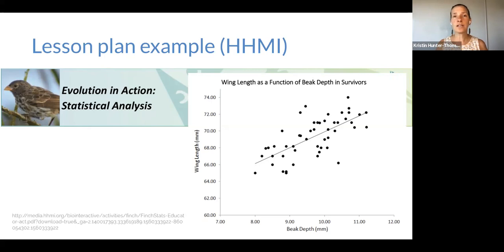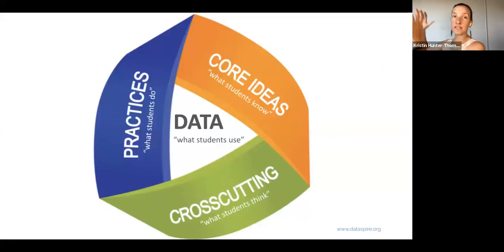So another way to think about this is, rather than data being this separate thing, it is what we actually use. It is certainly what we use in the natural and social sciences to make sense of information. And so for those of us thinking in the science space, we've got the three-dimensional nature of the Next Generation Science Standards with what students do, what students know, and what students think. But data is what we use.